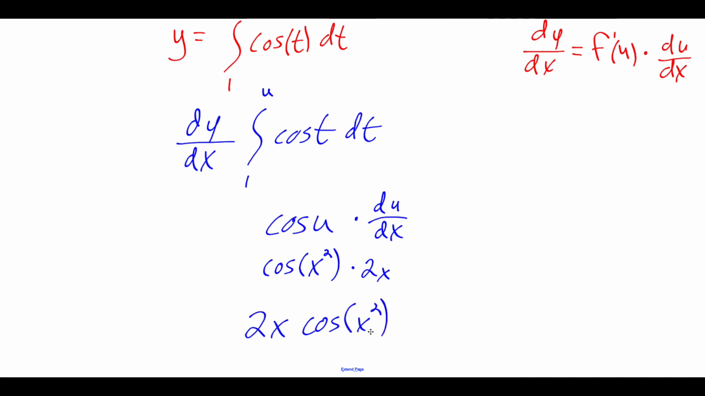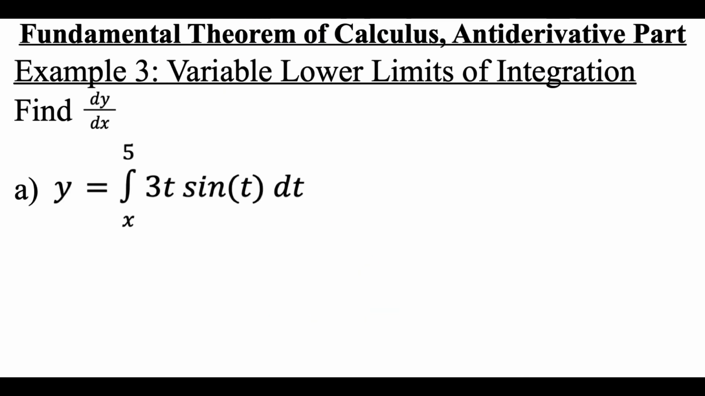of x squared. Now there's a few other things that we could run into. All of those examples that we've done so far have had the x variable being the upper limit of our integration, but in this example we're looking at what happens if x is the lower limit of the integration.